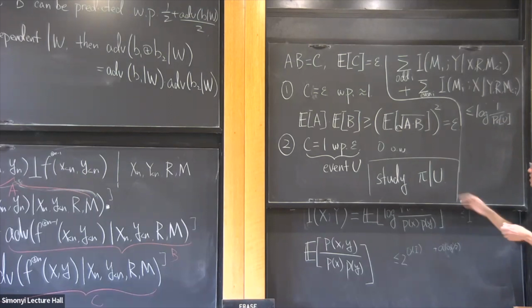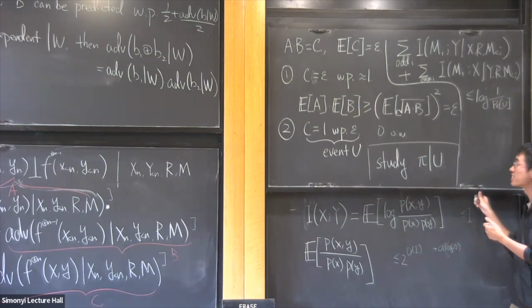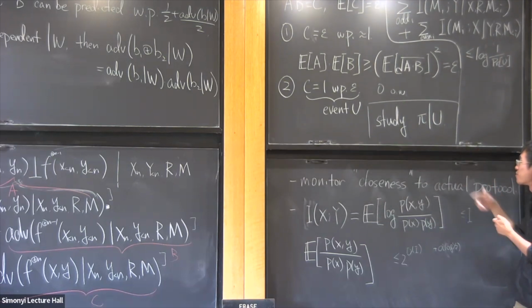So initially, if this probability is not too small, then this distribution is not too far from an actual protocol in this sense. And finally, if this is close enough to an actual protocol, then you can actually convert it to an actual protocol without increasing the cost by too much. Does this make sense?